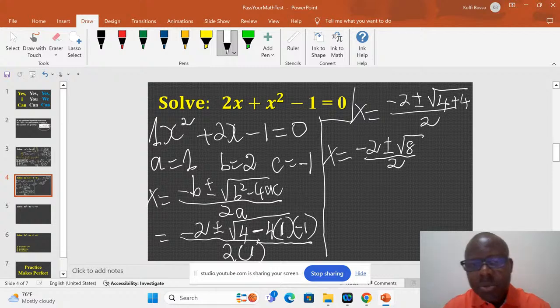This is not a multiple choice, but if it were a multiple choice question, you would not see negative 2 plus minus square root of 8 divided by 2. They will simplify.